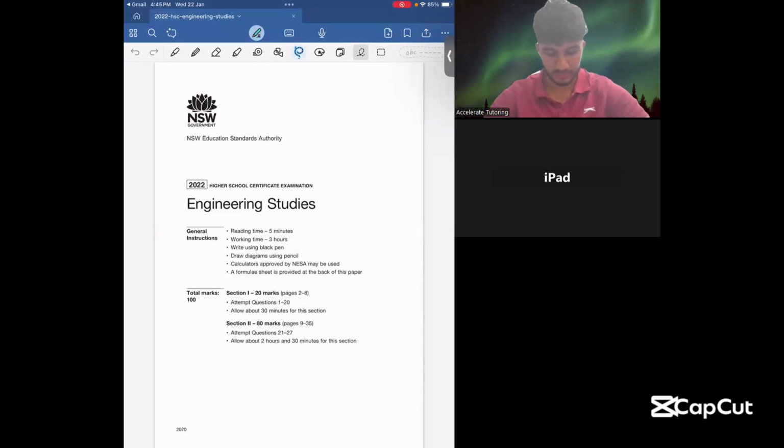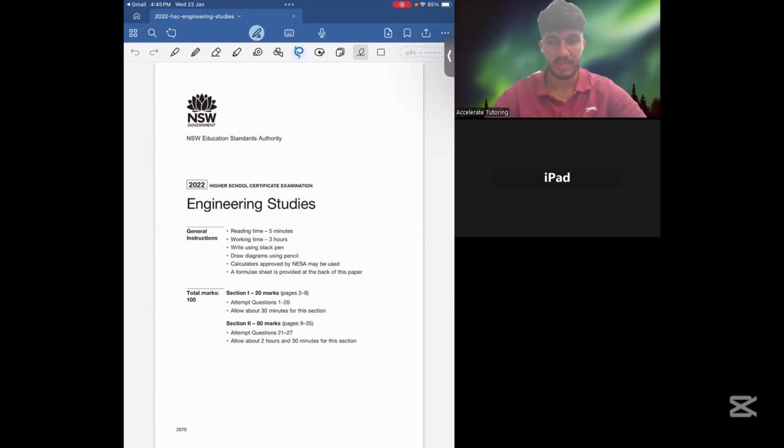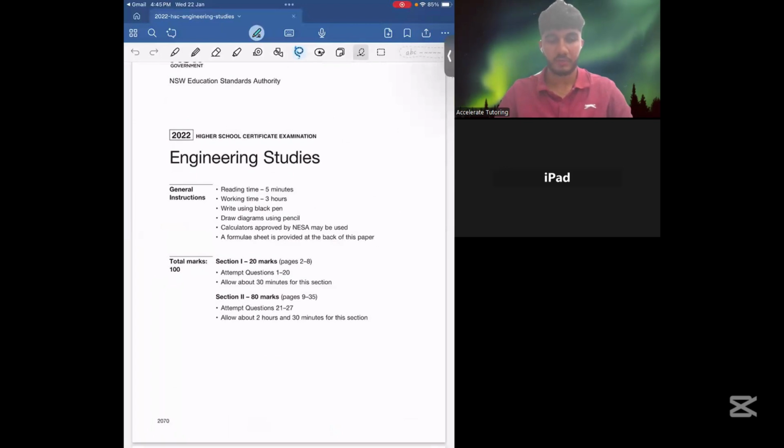Today we're going to be going through the 2022 Engineering Studies HSC exam. So come with me as I dive through the entire exam and go through it with you all. If you don't already know, the HSC exam for Engineering Studies is composed of 100 marks. It has 20 multiple choice and then 80 long response questions, and that's broken down into some short answer, some extended response, some drawing, and some mechanics questions.